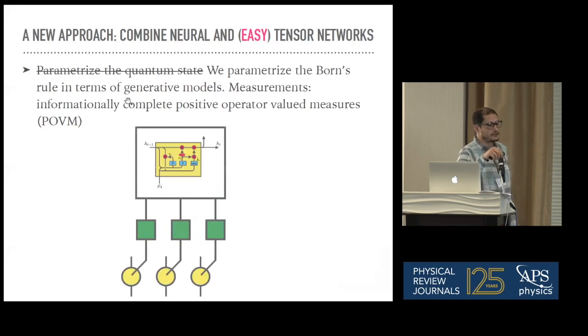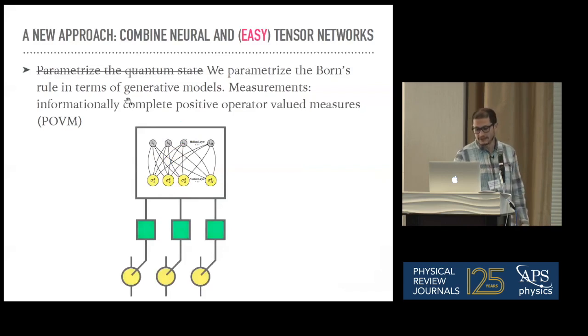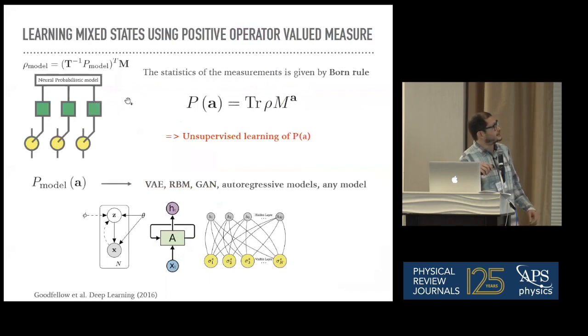So this box here, this big giant tensor, is either a recurrent neural network that looks like this, or a restricted Boltzmann machine. But the approach works for any generative model that you can think of. Okay, so this is the strategy, right? We apply a set of measurements M. And we basically relate to the statistics of the measurements, which is given by this Born rule, P_a equals the trace of rho, my state, times the measurement that we use. And what we do is we parameterize P_a, which is the outcome statistics of the measurements, as what we think of as an unsupervised learning problem, and we try to learn P_a. Okay, so that's the insight.